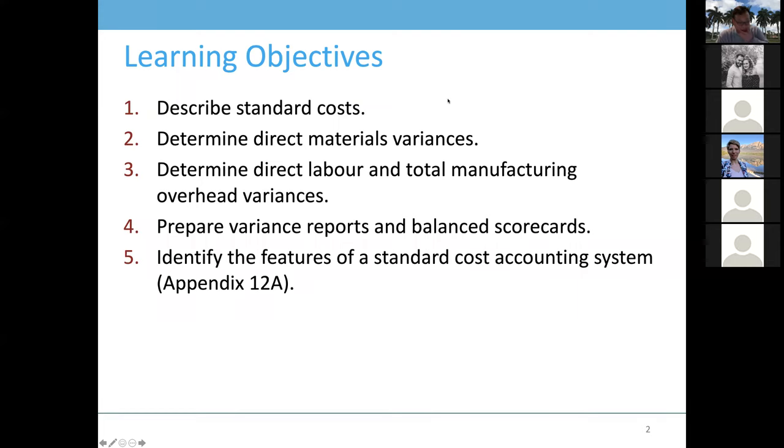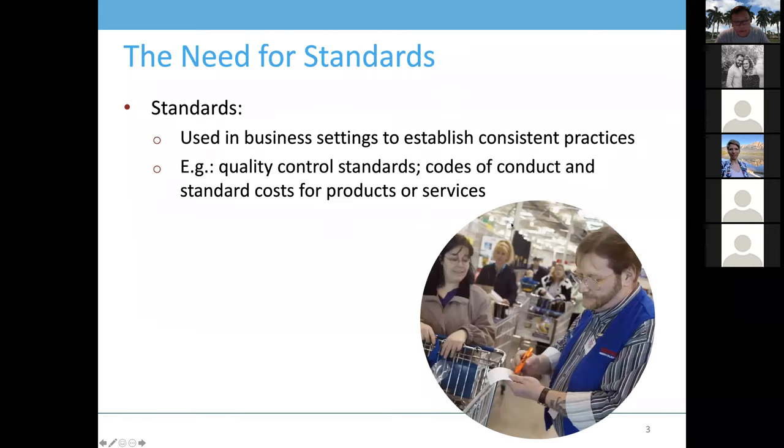Okay, so we are studying chapter 12. There are 5 learning objectives. So, the need for standards.